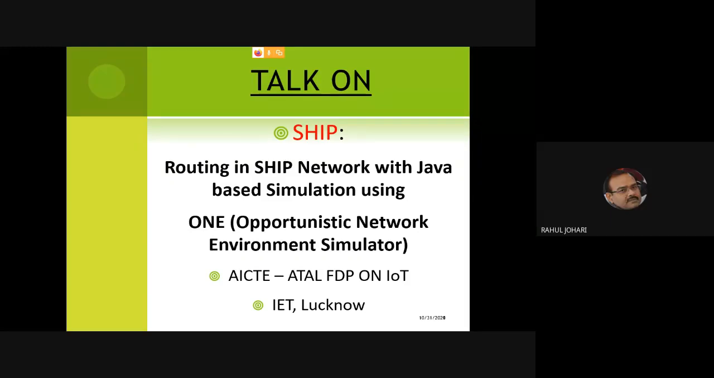So today we'll discuss something called the SHIP networks, and we'll try to see the simulation of the nodes within the SHIP network using the free of cost and open source Java-based ONE simulator. It's called Opportunistic Network Environment Simulator. It's a very popular simulator introduced by Keranen. I will share the GitHub site of it also, so that you can download the simulator on your machine, and it will occupy very little resources.